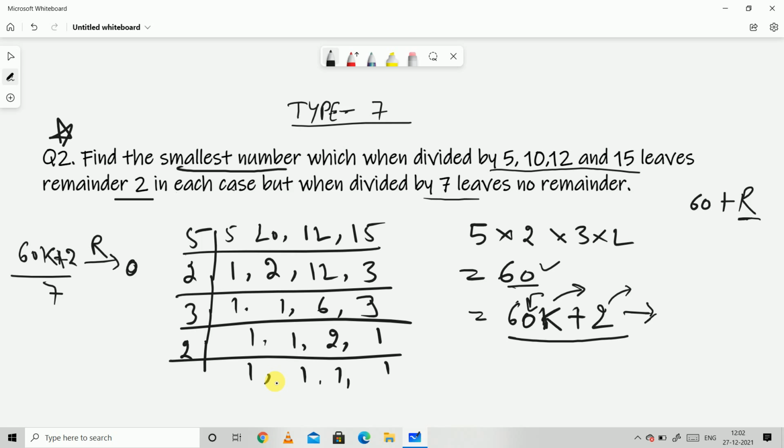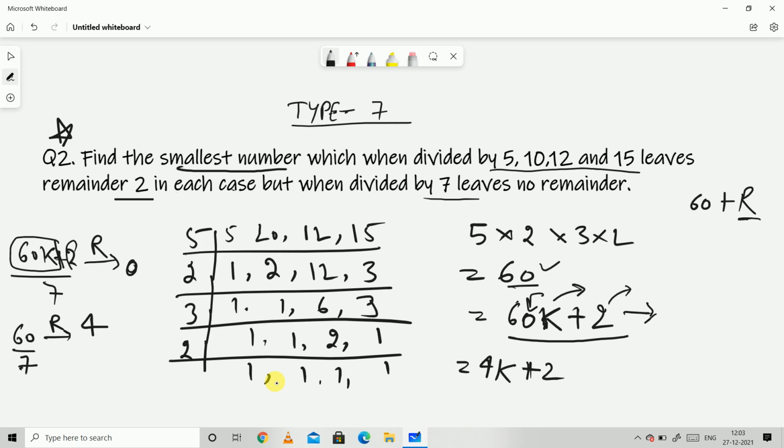Now how will we find the value of k such that it leaves no remainder when divided by 7? First you divide 60 by 7 and find out the remainder. What will be the remainder? If we divide 60 by 7, it will go 8 times, 7 8s are 56, and you will be left with 4. So 4 will be my remainder if I divide 60 by 7. So I can write it like 4k, because with 60 we have k. So I write it as 4k plus 2.